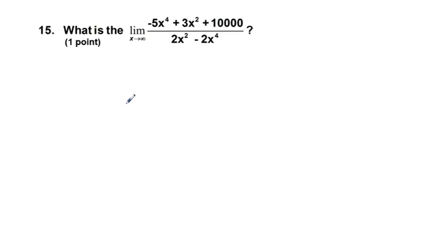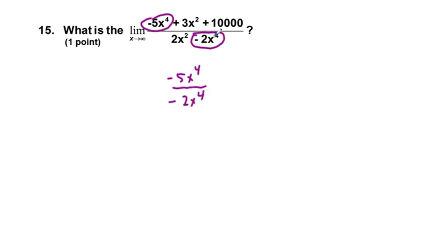What's the limit as x approaches infinity of negative 5x to the 4th power plus 3x squared plus 10,000 over 2x squared minus 2x to the 4th power? So we look for commonalities in the numerator and denominator, and we see the highest power of these polynomial functions on either numerator or denominator is going to be this x to the 4th power, and x to the fourth power here in the denominator. So our limit is going to be this negative 5x to the fourth over negative 2x to the fourth.